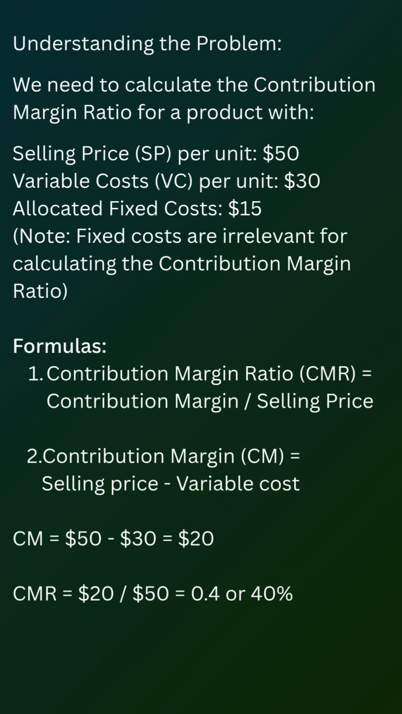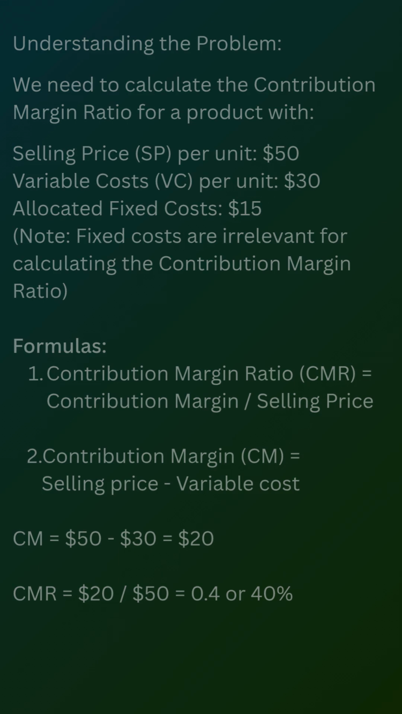Solution to question 4. First of all, we must know what is the requirement and what formula we should be using. So the formula we will be using is contribution margin ratio equals contribution margin divided by selling price. You have all the numbers, just put it in the right order and you will have the right answer.